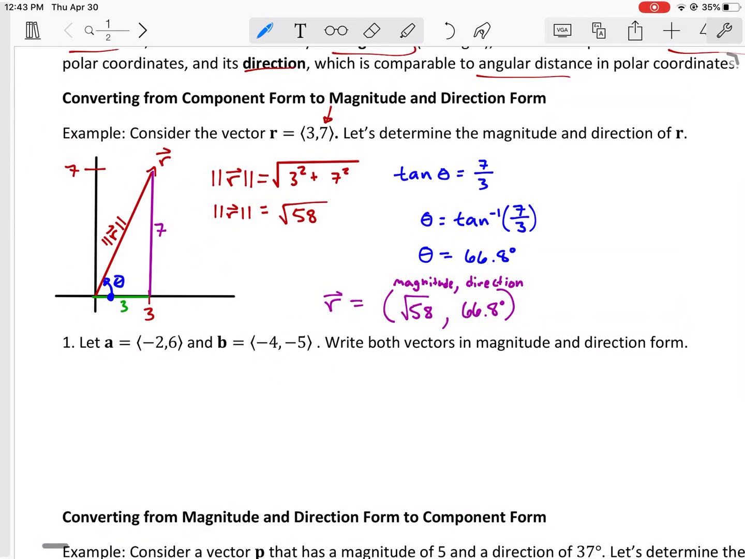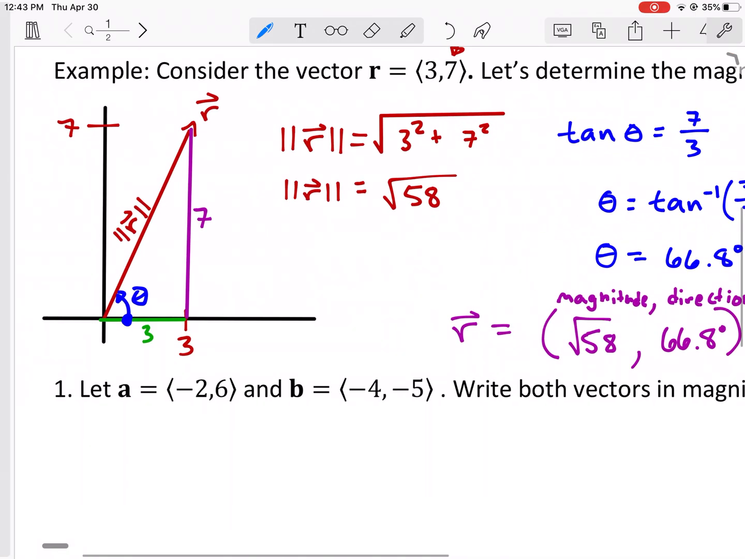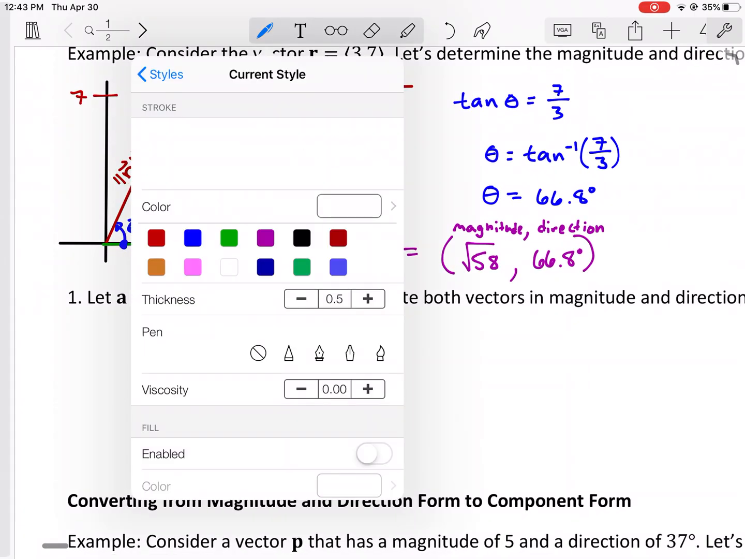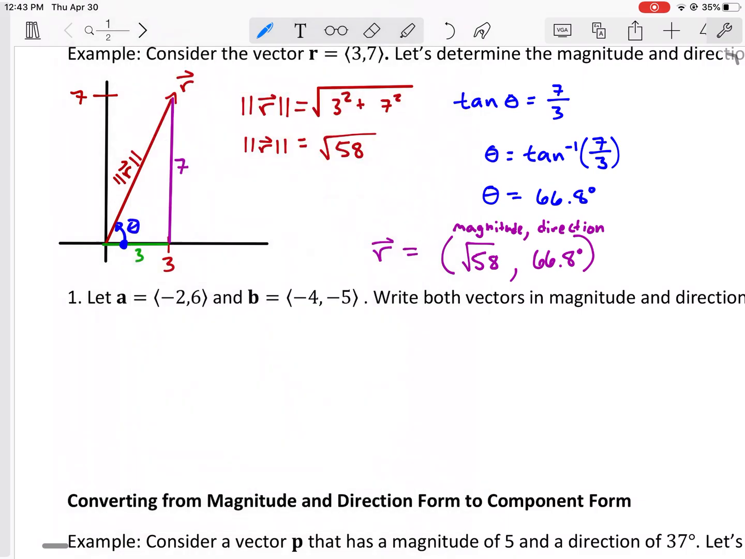All right, with that in mind, it's not always going to be that simple, as we've seen with polar coordinates, because quadrant 1 tends to be a little bit simpler, saves one step. So let's look at a couple that aren't in quadrant 1.